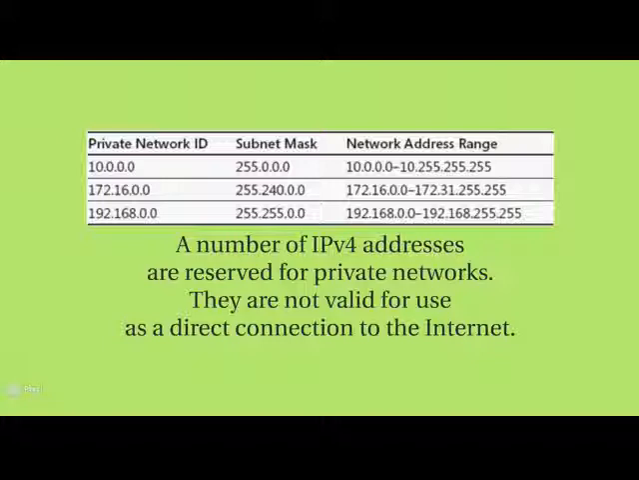The Class B private network reservation addresses are 172.16.0.0 through 172.31.255.255. The subnet mask for Class B is 255.255.0.0. The reserved addresses in Class C for private networks are 192.168.0.0 through 192.168.255.255, and the subnet mask for all Class Cs is 255.255.255.0.